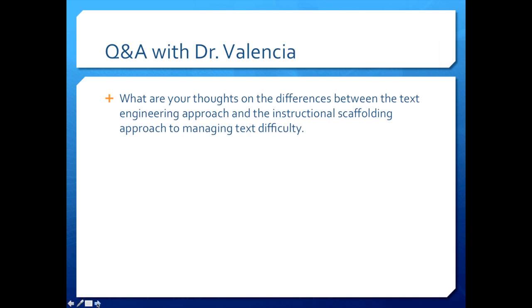The other approach I've seen is, well, you've got these complex texts out there and kids are struggling with them. Perhaps what we could do is to differentiate the amount of scaffolding that we provide to kids who come in with different levels of prowess in dealing with more difficult text. And I was wondering your thoughts on those two general approaches, a text engineering approach or an instructional scaffolding approach to managing the challenge of complexity.